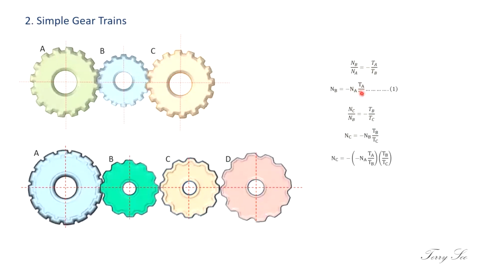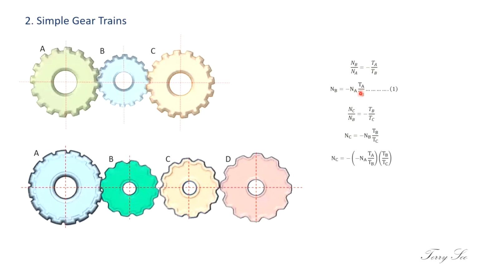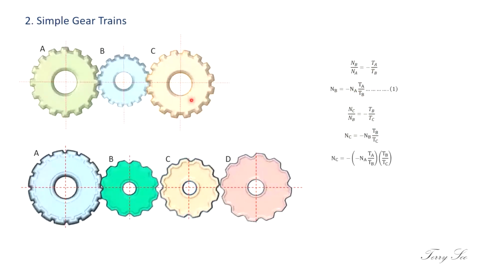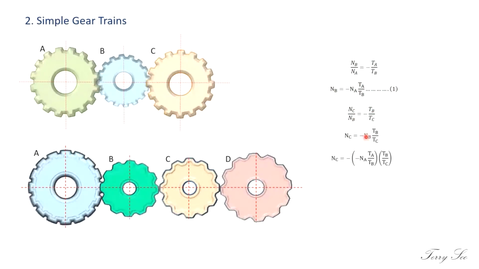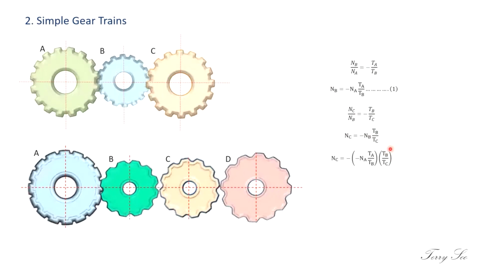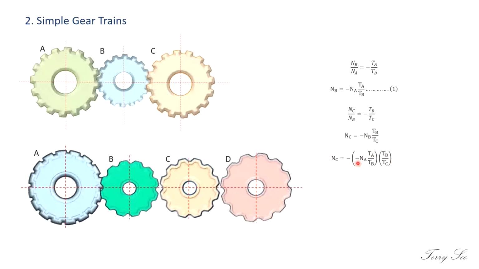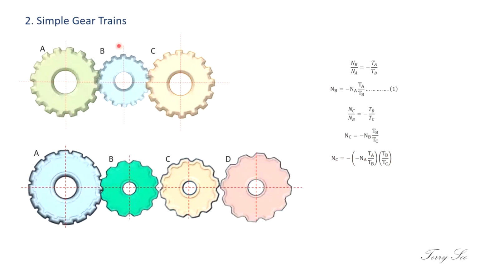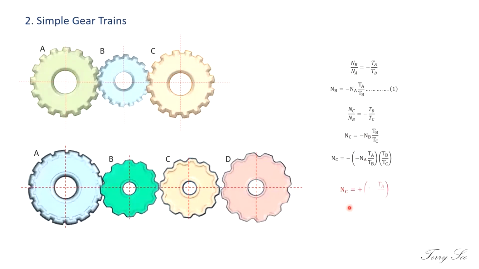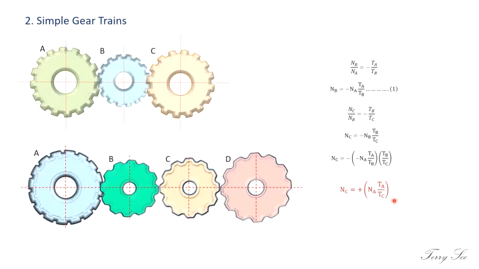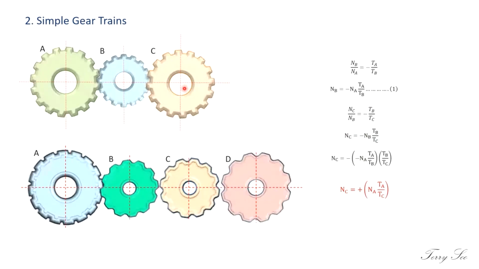So let's say, for example, you want to find the speed ratio or the train value between the first and the last gear. What you can do is substitute equation 1, which has NB, into this. So you have this equation here, and negative becomes positive. That means gear A and gear C are rotating in the same direction. Okay, so you have something like this. So it won't affect the speed ratio, even if you use odd or even.